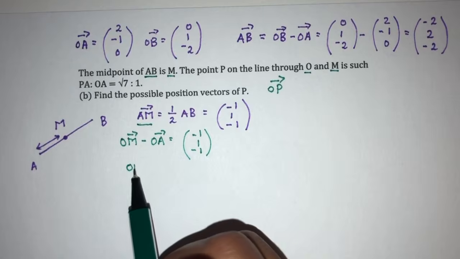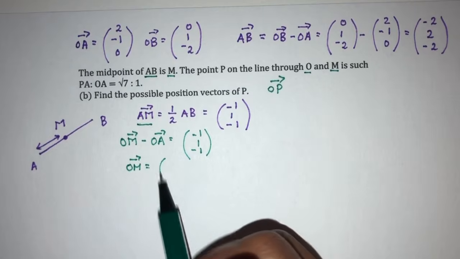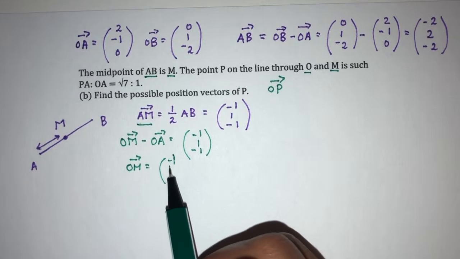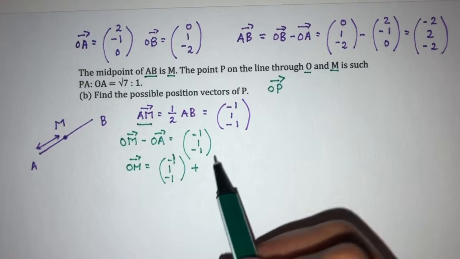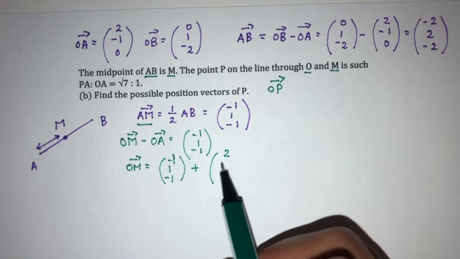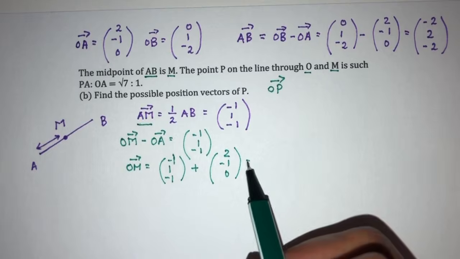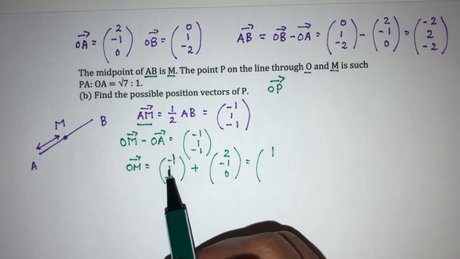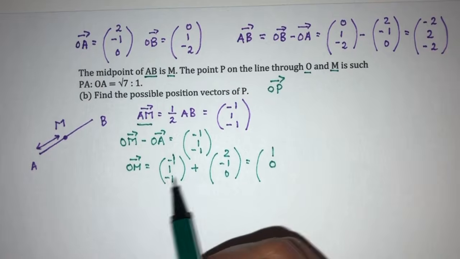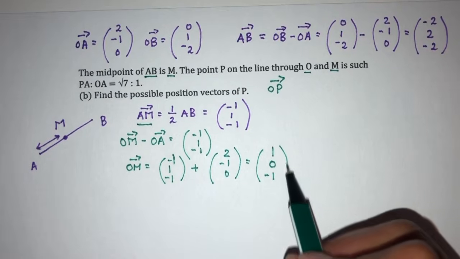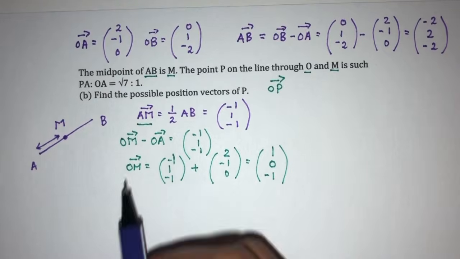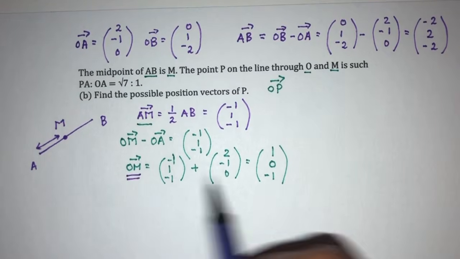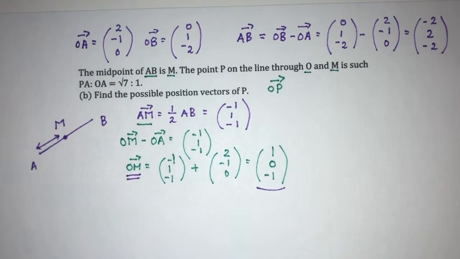Now, OM is going to be (minus 1, 1, minus 1) plus OA. OA is given to you by (2, minus 1, 0). This is going to be minus 1 plus 2 is 1. 1 minus 1 is 0. Minus 1 plus 0 is minus 1. So here we go. We have our first vector here. OM is given to you by this. Great.